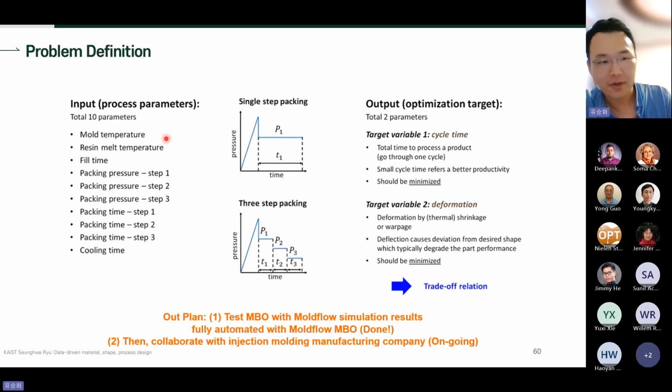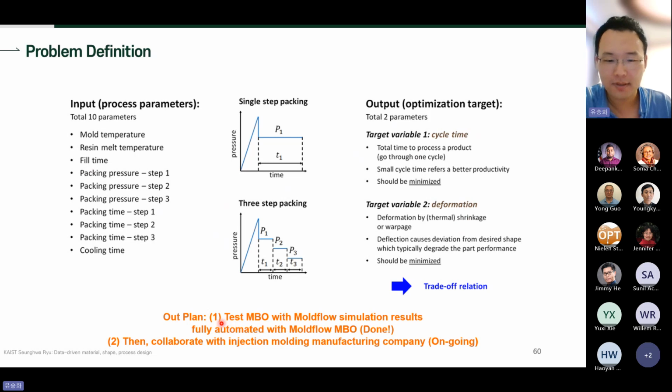And what are the process parameters? There can be more than 10. It can be mold temperature, filling speed, resin melt temperature, and packing pressure. Packing is done to compensate for the volume shrinkage during solidification. So we can do packing in this kind of multi-step. Okay, and the output we want to achieve is the production time and deformation from the mold.